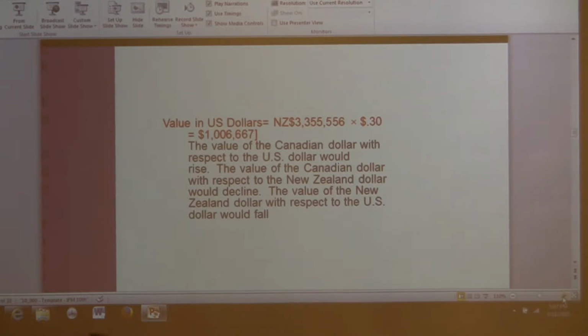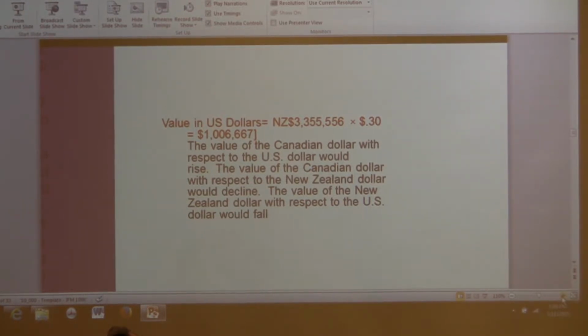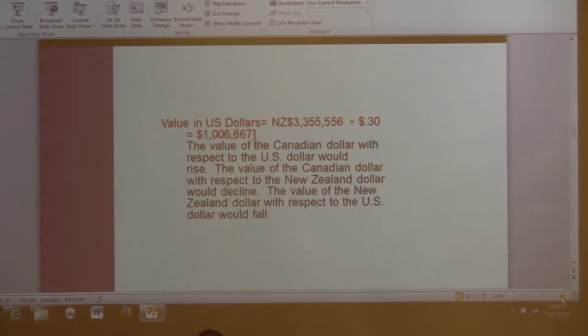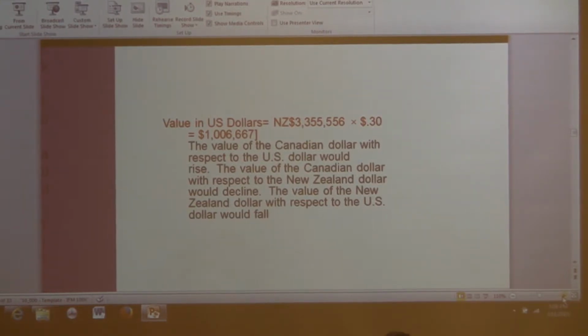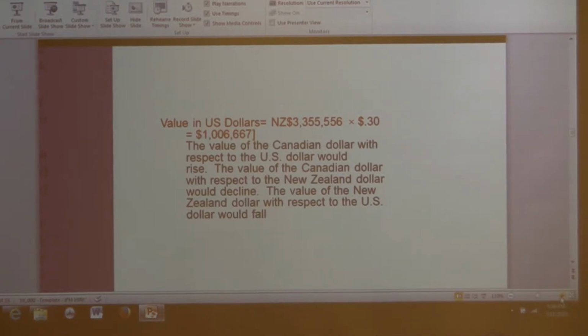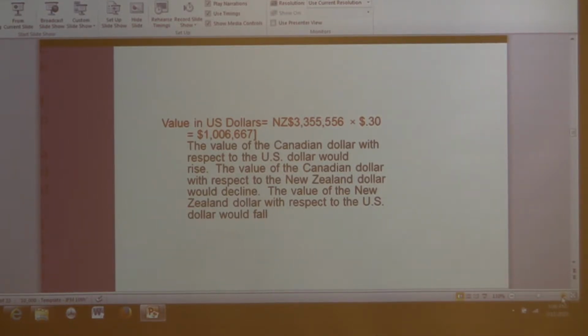So what we see here is that you invested $1 million, and with the $1 million you bought Canadian dollars. The exchange rate was 0.9. You ended up with 1,111,111. And then the Canadian dollars you got, you're going to sell for the New Zealand dollar. That gives you 3,355,558. And finally, with the 3,355,558, you're going to buy the US dollar. And in this case, you end up with 1,006,667. So basically here, you made a profit of close to $7,000 by doing this.